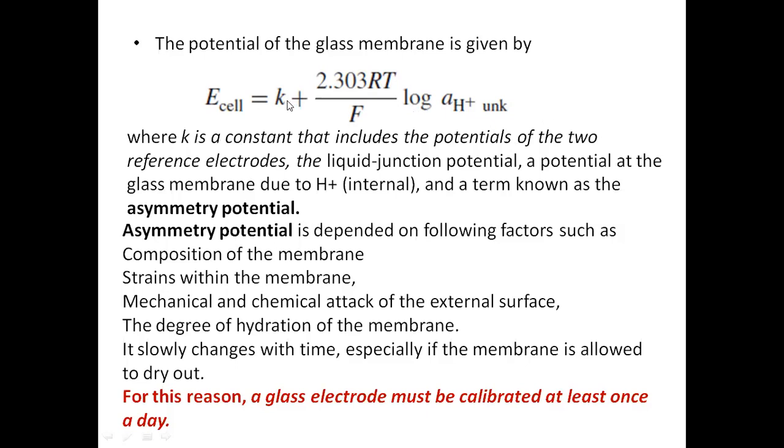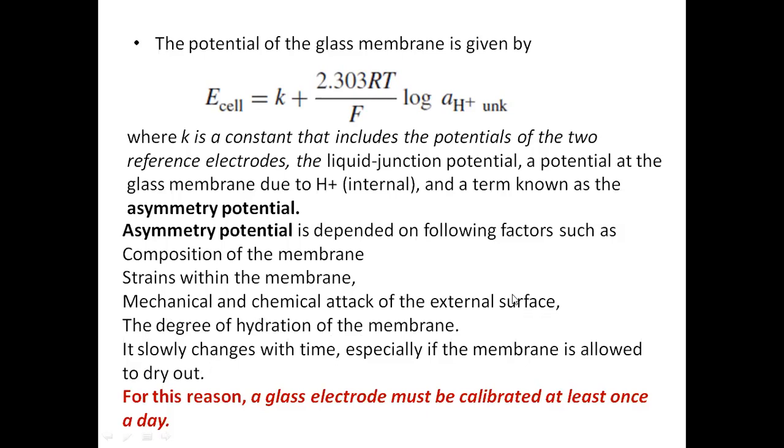And that's why the K gives the asymmetric potential. Now see, this asymmetric potential depends on the following factors, such as the composition of the membrane, because there are several compositions used to make this glass electrode, which has some portion of sodium silicate, lithium, etc. Second, strains within the membrane. Third, mechanical or chemical attack on the glass, or we can say the external surface, and the degree of hydration of the membrane, and its slow change with time.